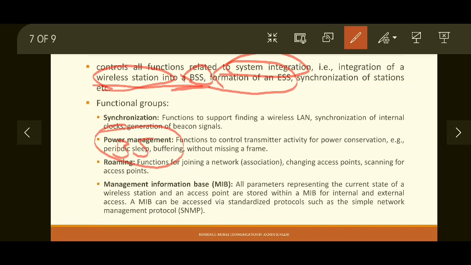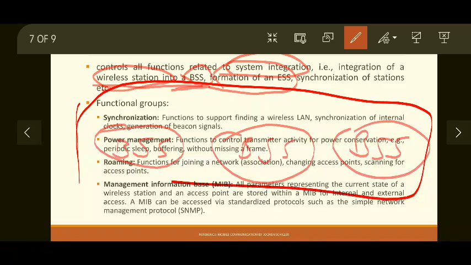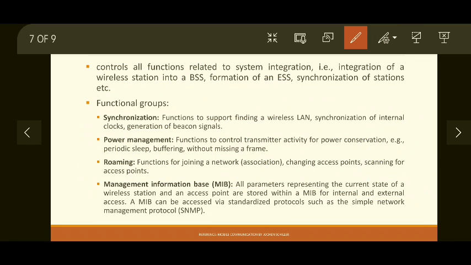Extended service set, how it can be formed. A combination of two or more BSS can be formed as a single network, that is called an extended service set. How to form an extended service set is again decided by the MAC management layer. Then synchronization of stations is also handled, how each station will synchronize with the access point. So all these are functions which are primarily divided into four functional groups. First functional group is regarding synchronization. So it performs all the functions related to synchronization. Now what kind of synchronization?